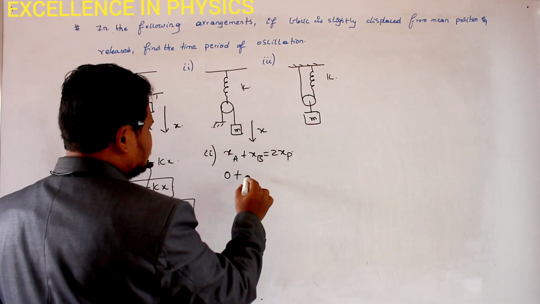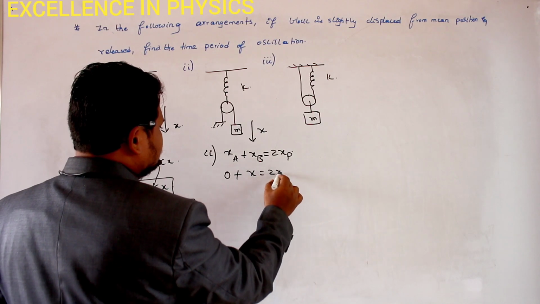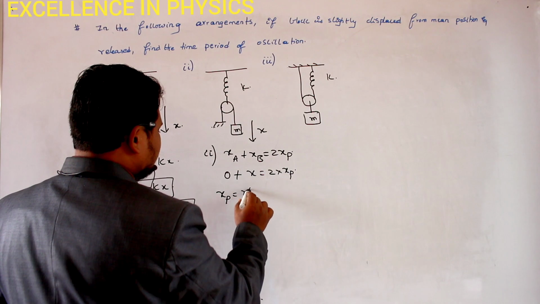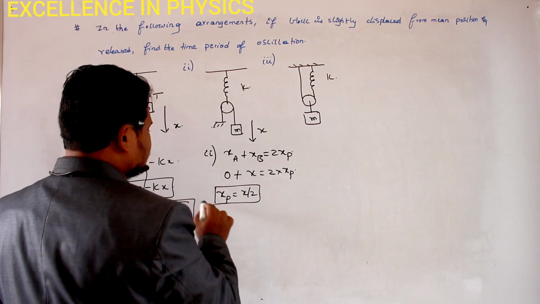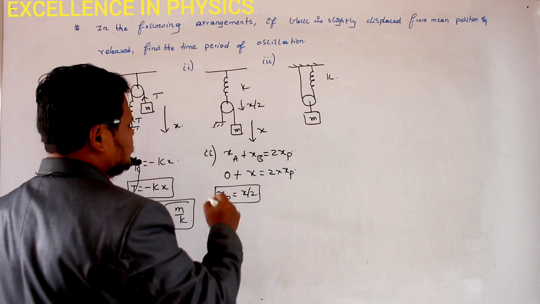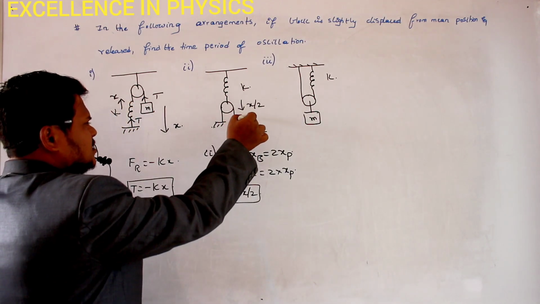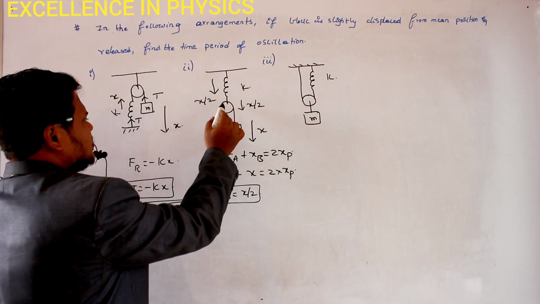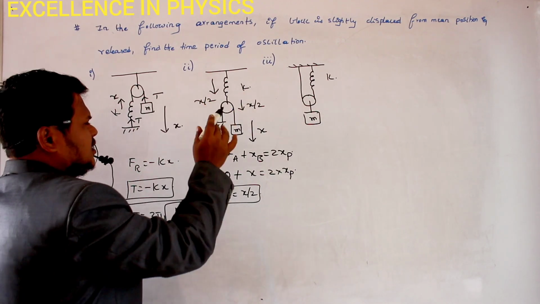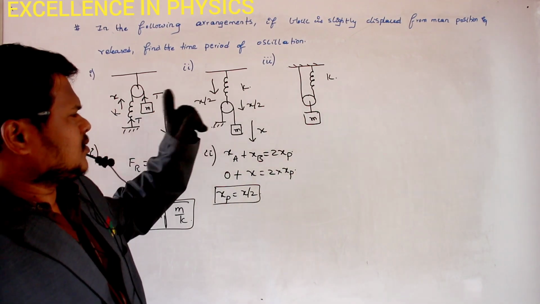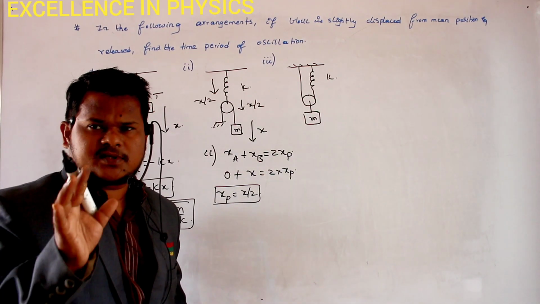This is our assumption. So I will write x is equal to 2 times the displacement of the pulley. So the pulley is displaced by x by 2. This is the relation. Clear? So the pulley comes down by a displacement of x by 2. If the pulley comes down by x by 2, then the spring also will have an elongation of x by 2 only, because the spring and pulley are attached to each other. So I have calculated the elongation produced in this spring.